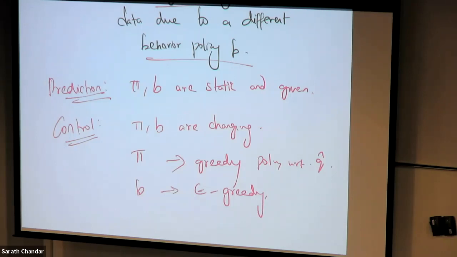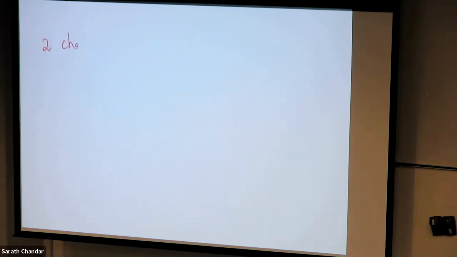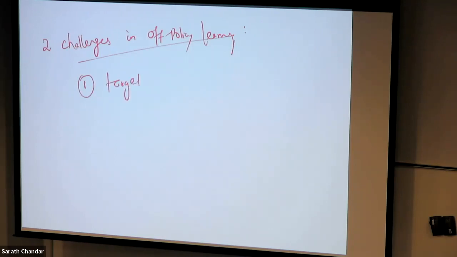Now this is off policy learning, a quick recap of off policy learning. What are the challenges in doing off policy learning with function approximation? In general, there are two challenges in off policy learning. The first challenge is the issue of the target of the update.